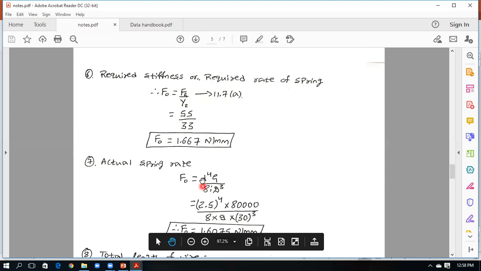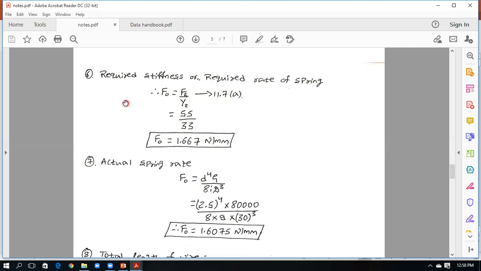Once you get the pitch, next is to find out the required stiffness. Okay, from equation 11.78, the formula is F naught is equal to F by Y. As we are designing the spring for the maximum deflection and maximum load, you have to take maximum load by maximum deflection. Substitute those values. Okay, 55 divided by 33. F naught you will get as 1.667 Newton per mm. This is the required stiffness.